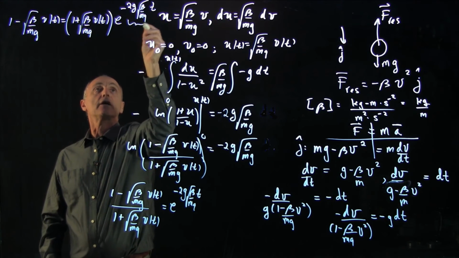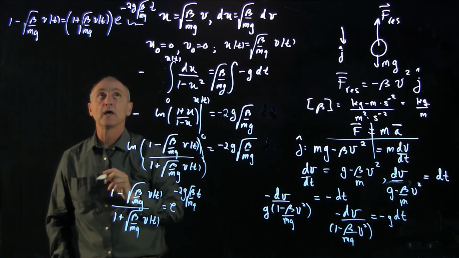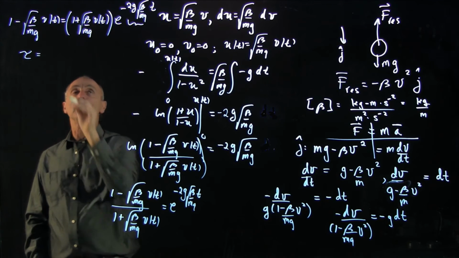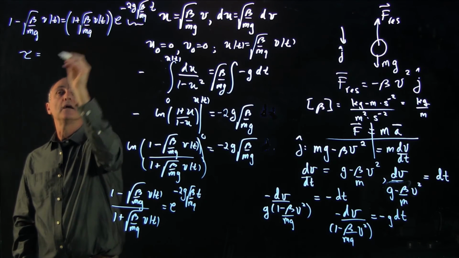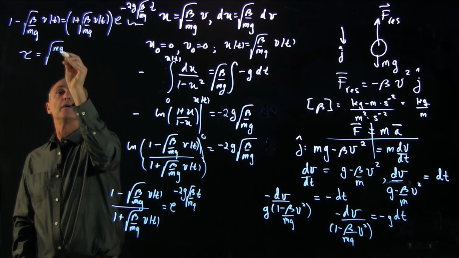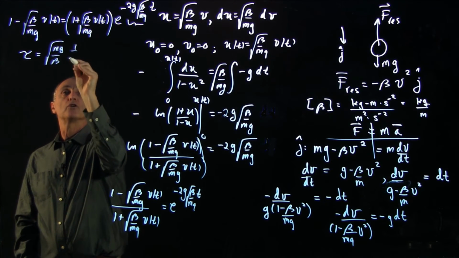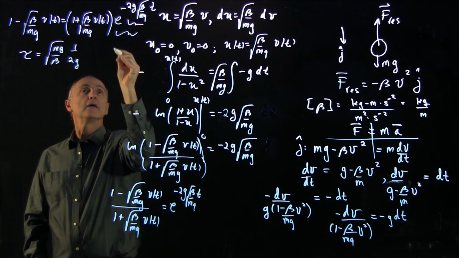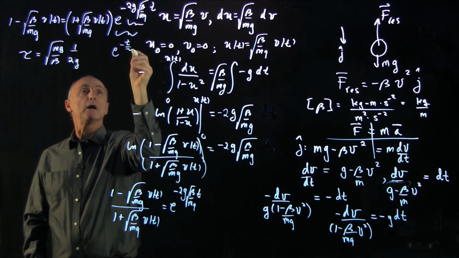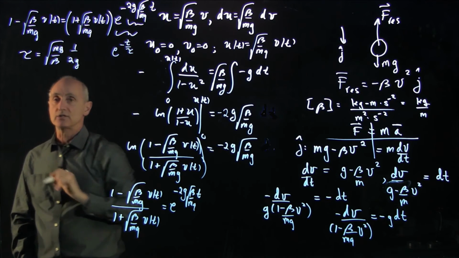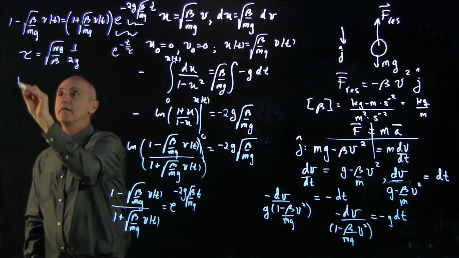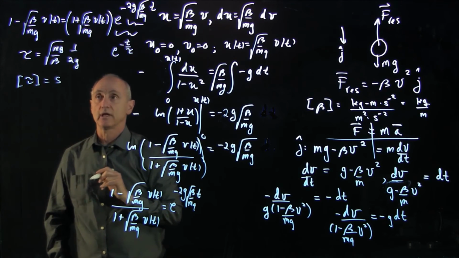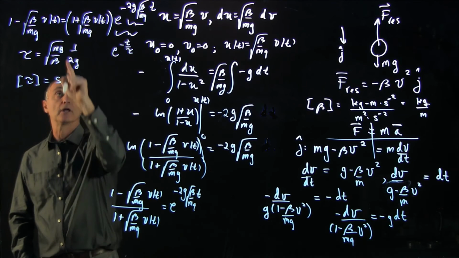Now, this is a lot of stuff to carry around. I'd like to introduce a constant here, tau, which I'm going to define to be square root of mg over beta times 1 over 2g. And so this whole term is going to just be e to the minus t over tau. It's a nice example for you to work out that the units of tau are the units of seconds. That's a little exercise to work out.